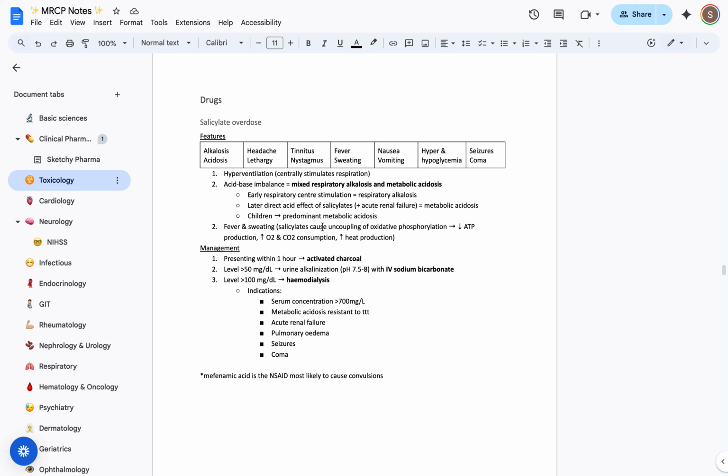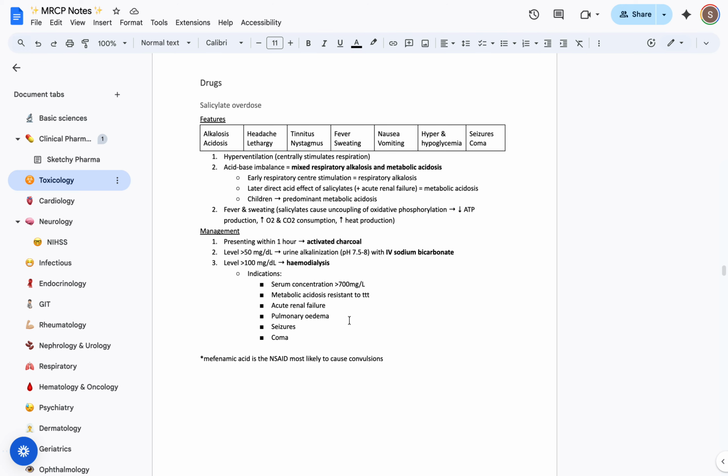Also, there will be fever and sweating. Why? Because salicylates cause uncoupling of oxidative phosphorylation, leading to decreased ATP production, more oxygen and carbon dioxide consumption, and more heat production. What are the other symptoms? Tinnitus, nystagmus, hyper and hypoglycemia, seizures, coma. Okay. How to manage? If the patient is presenting within the first hour, activated charcoal.